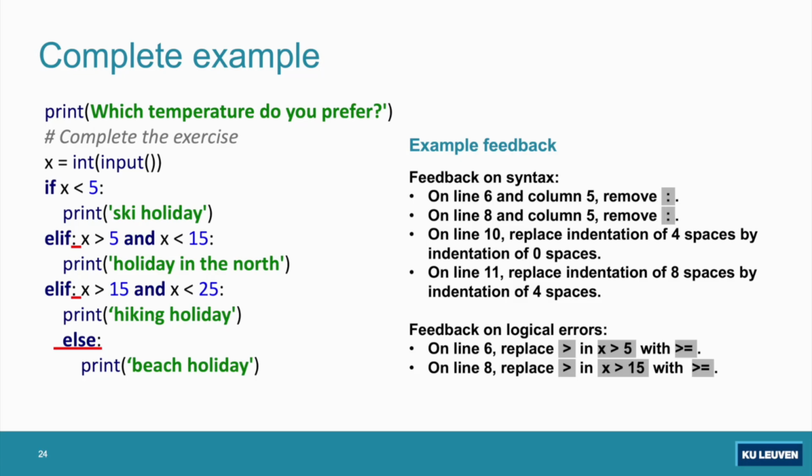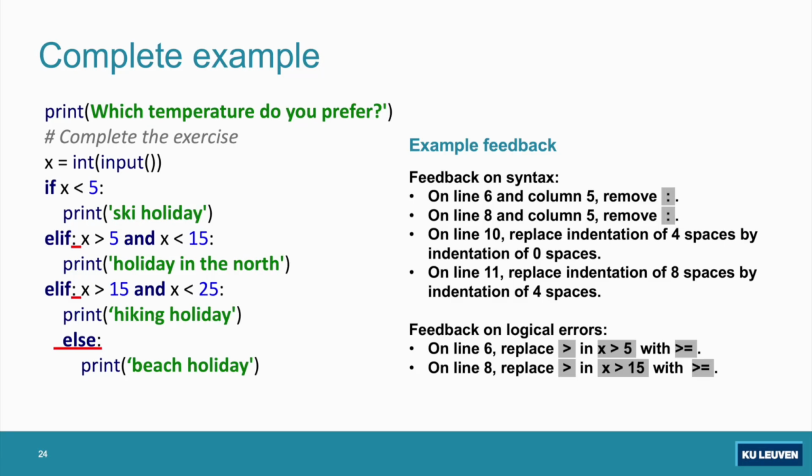The last two lines of the code contain indentation errors. They both need to be dedented once. For values 5 and 15, the current program would not print anything, while of course a holiday should be printed. The greater than signs are replaced with greater than or equal according to the feedback, so that the correct holiday is printed for these values, just like in the solution.